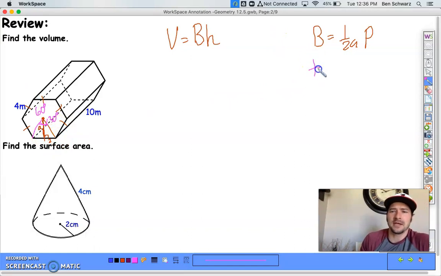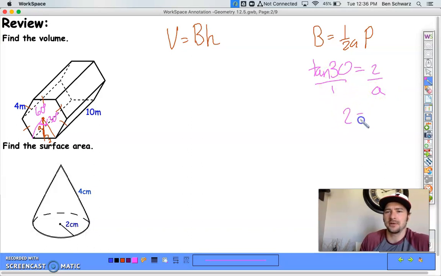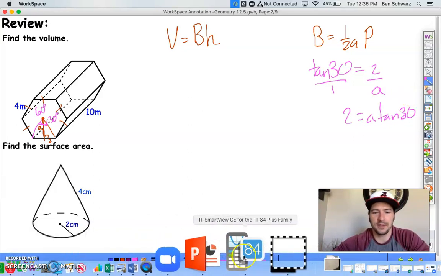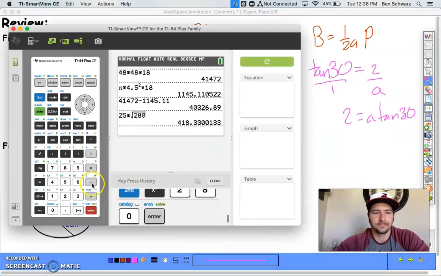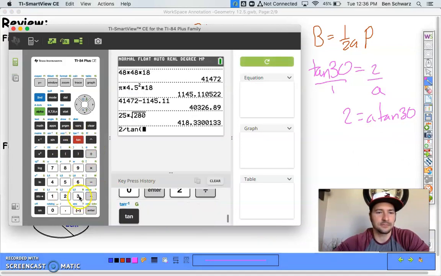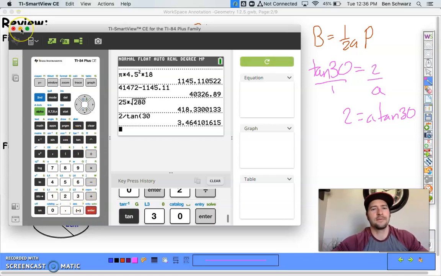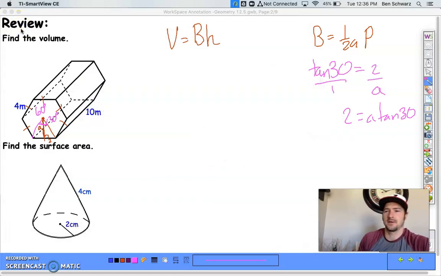So we would have to do tangent of our angle, which is 30, equals opposite 2 over adjacent. So again, we make that a proportion: 2 over A equals tangent 30. So then A would be 2 divided by tangent 30 on the calculator. So our apothem is going to be about 3.46.